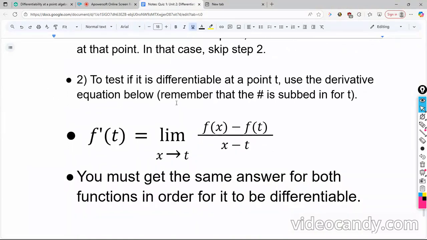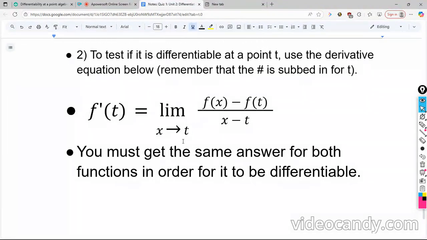To test if it's differentiable at a point t, use the derivative equation below. You want to remember that the number is subbed in for t. We learned this in the other exercise. This is the derivative, or f prime of t, at the point x equals t. So you're going to sub in t in the second part of the numerator and denominator. I'll take you through that process.